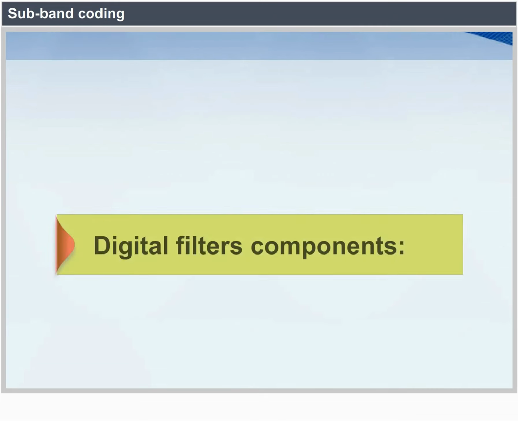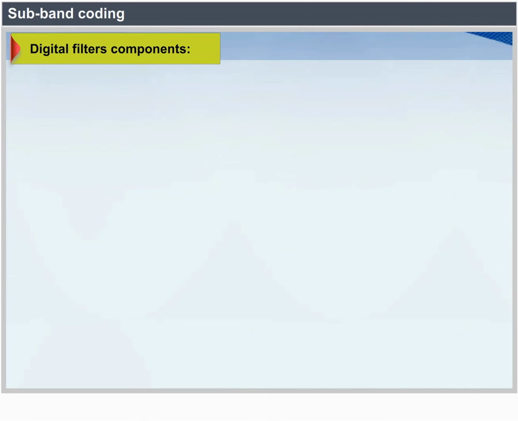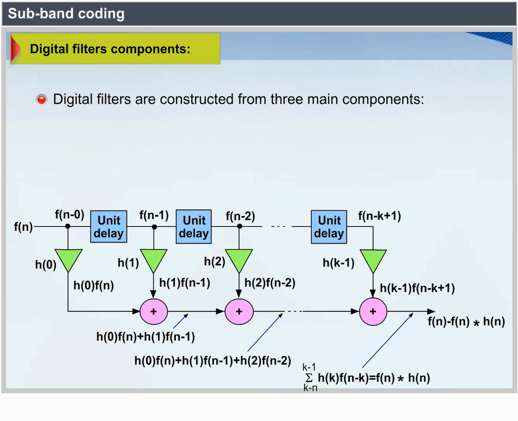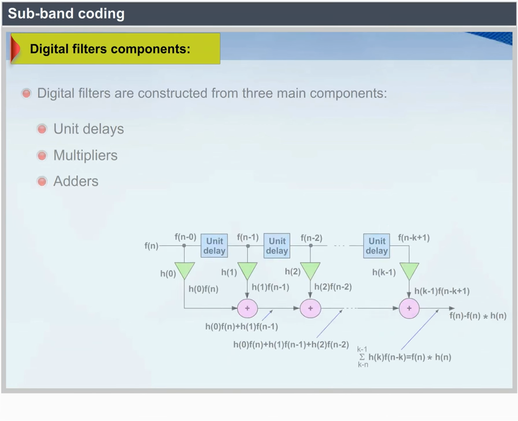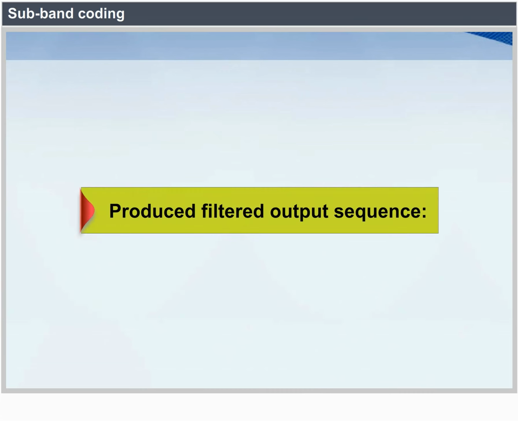Digital filter components. Digital filters are constructed from three main components: unit delays, multipliers, and adders. A block diagram representation of a digital filter is shown on the screen. The produced filtered output sequence will be as shown on the screen.